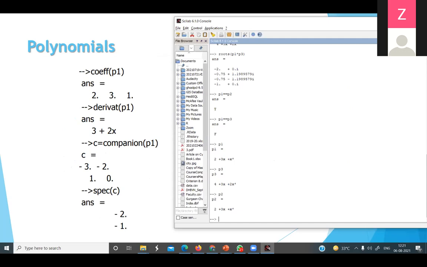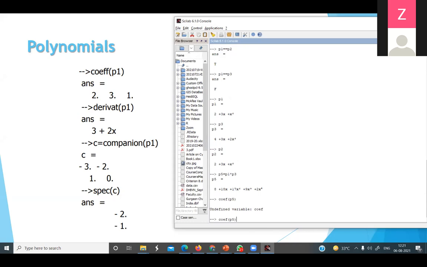I want to find out the coefficients of any equation. Let me first assign the multiplication to a variable, P5 equal to P1 into P3. Let us find the coefficients of this P5. Bingo. So P5 is the equation with these coefficients: 8 plus 18x plus 17x square plus 9x cube plus 2x to the fourth. The coefficients function gives me all the coefficients.